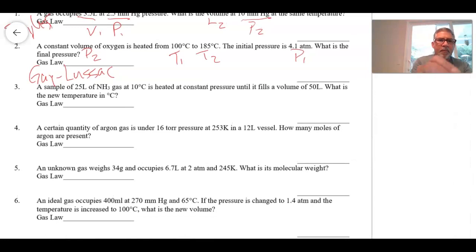The third one, I have a V1, I have a T1 at constant pressure, so I don't have to worry about pressure. And then I have V2, it's asking me for T2. Alright, so if I have V's and T's only, it's going to be Charles's.